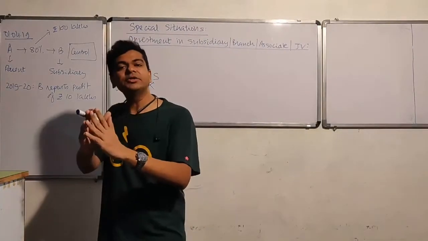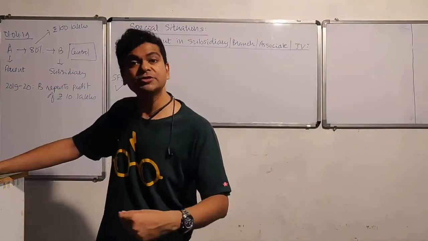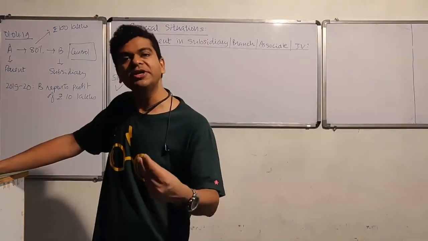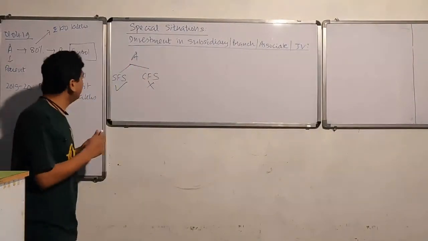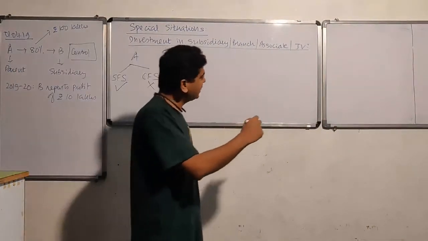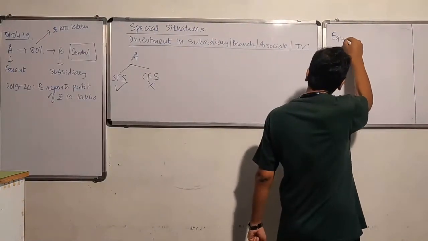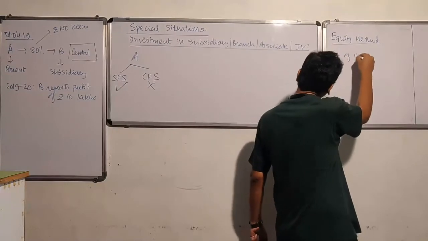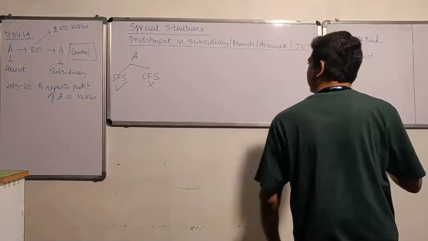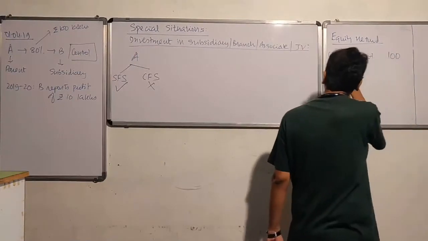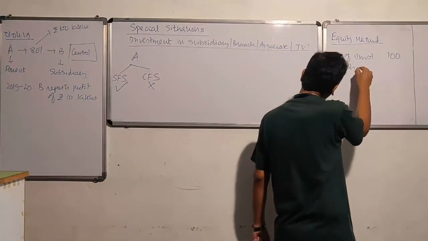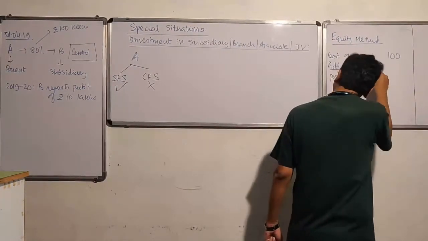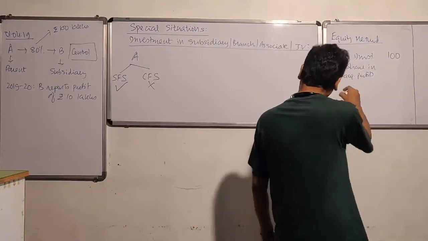Now normally the equity method is followed for investment in an associate and investment in a joint venture. But it's quite possible that the parent may decide that it would like to follow the equity method. Let's understand what will happen in case of the equity method. Now if A decides to follow the equity method, then we will start with the cost of investment. Right, in our example, the cost of investment is turning out to be 100 lakhs of rupees.